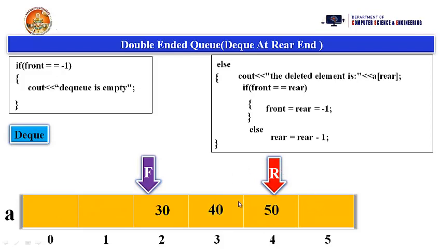Now how to dequeue the element using rear end? So check the condition if front equal -1. So what is the front value? It is pointing to the second index position. So it is not equal -1, condition false. Then go to the else statement. The deleted element is A of rear. Why? Because using rear we need to delete the element. What is the A of rear position? It is pointing to the fourth index position and the value in that is 50. So delete that element 50.